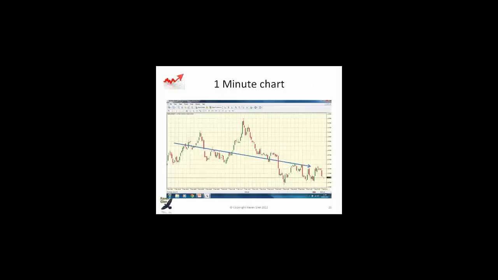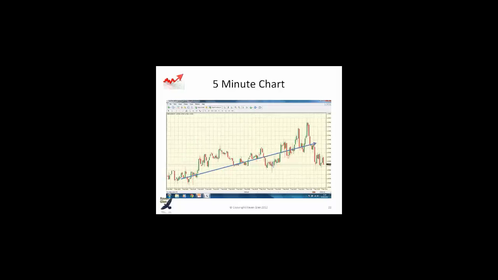Here is a 1 minute chart, and as you can see, the prevailing trend is definitely down. However, if you were to just look at particular sections of this chart, you could be forgiven for thinking that it was in an upward trend. So there are sub-trends within the major movements.